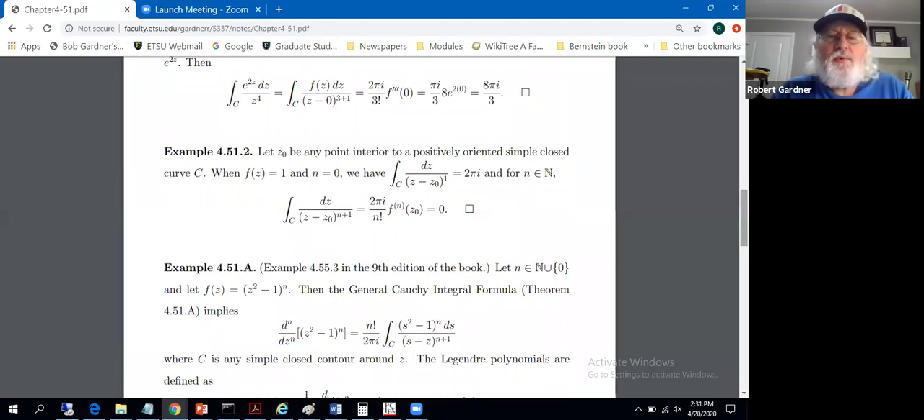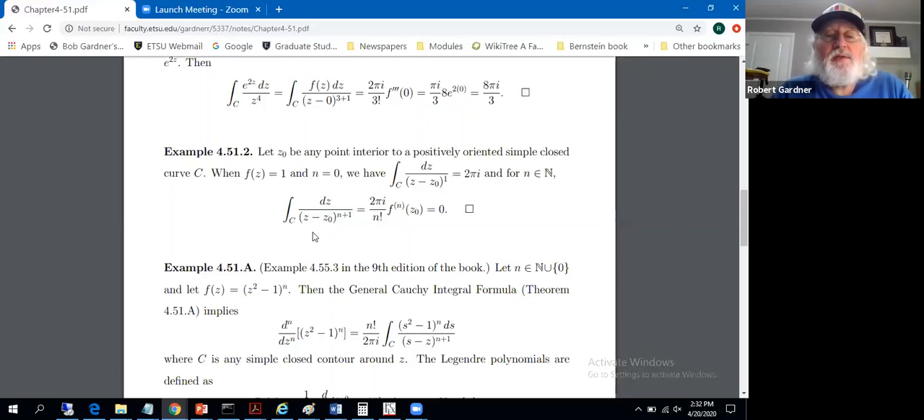Let's take a look at another one. Let z sub 0 be any interior point to a positively oriented simple closed curve C. When f of z equals 1, that's a constant function, an entire function, and n equals 0, then we have the integral over C of dz over z minus z sub 0 to the 1 power equals 2 pi i. We've done that before in an exercise. It also comes out of Cauchy's integral formula. Here we're taking n equals 0, we had the 1 there, so we get a 0 factorial somewhere in this, and function values are 1.